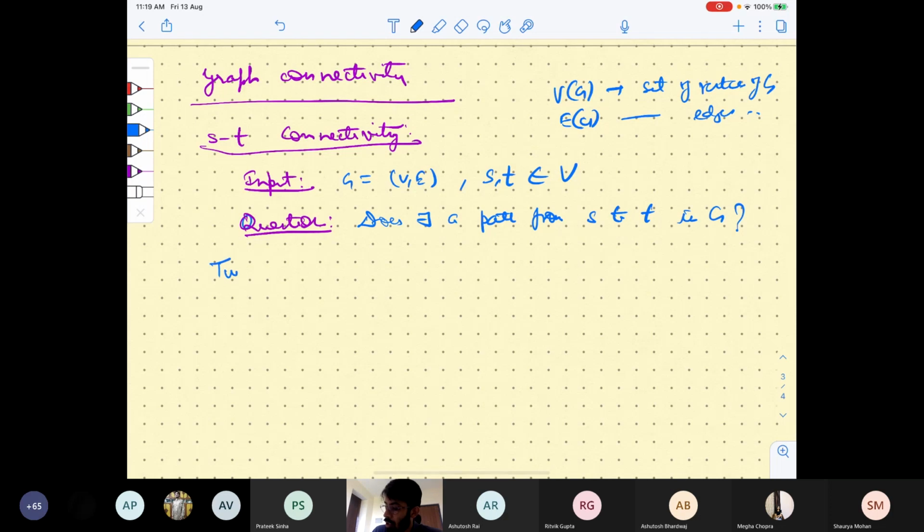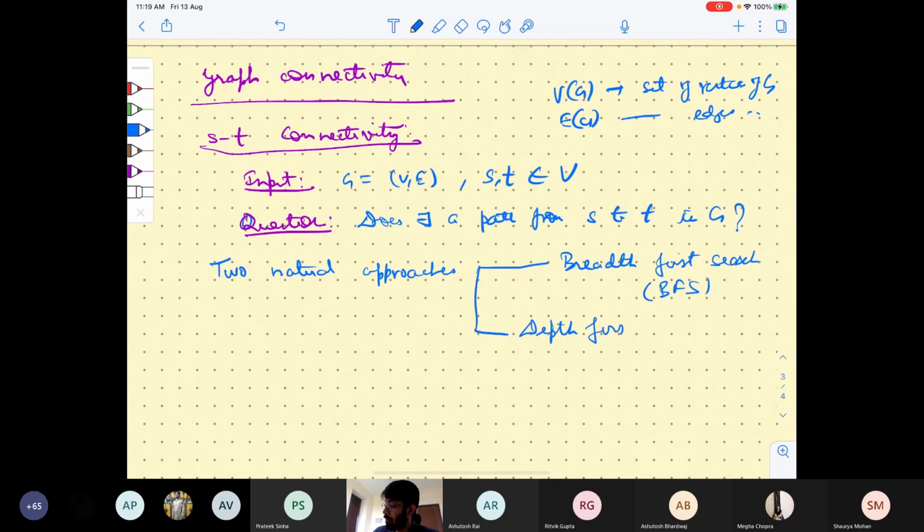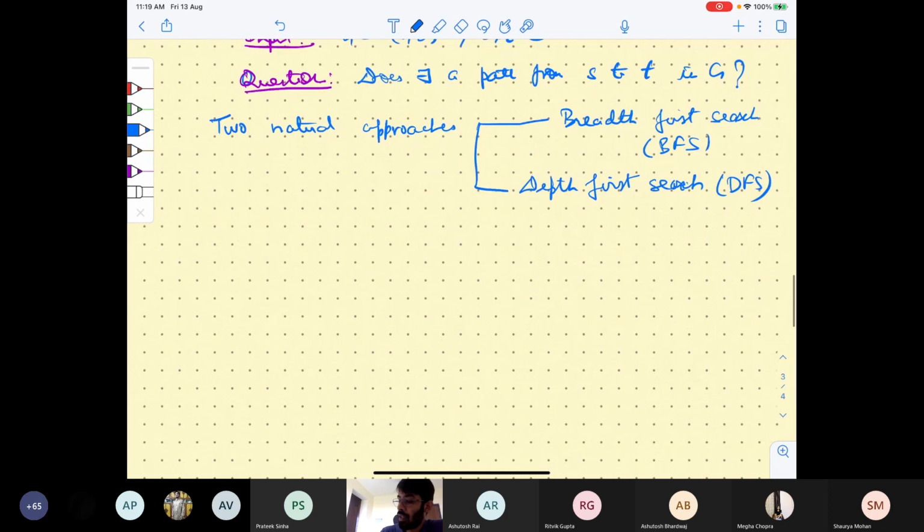So there are two natural approaches to solve this problem, which are called breadth first search, or BFS, and depth first search, or DFS. Okay. So these are the two basic approaches that we'll be looking at. So, how do these approaches work? Let's look at BFS first.